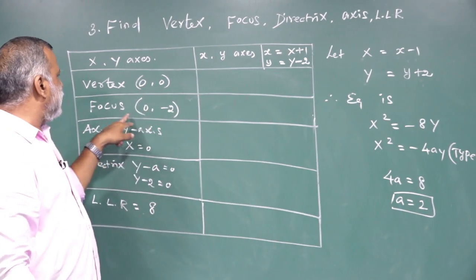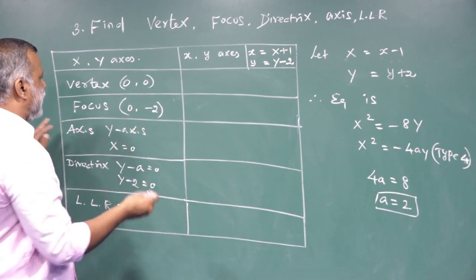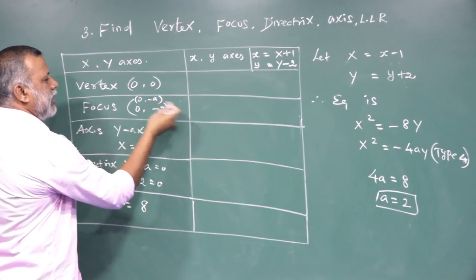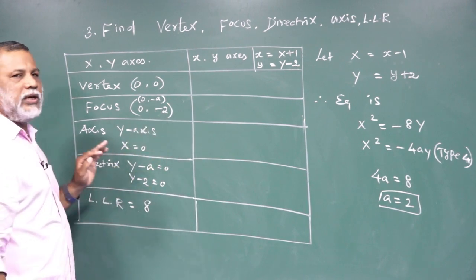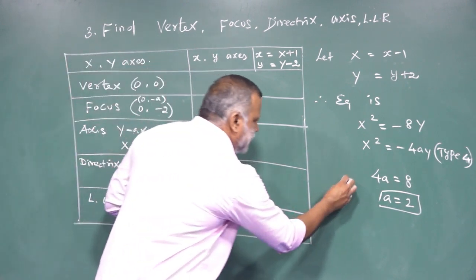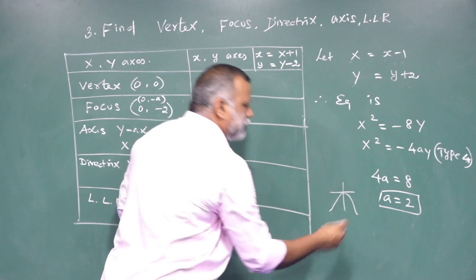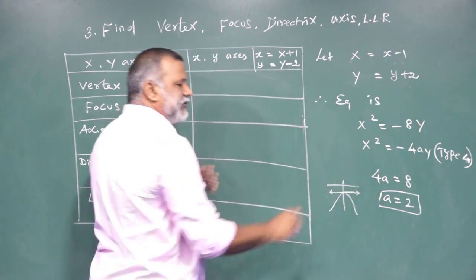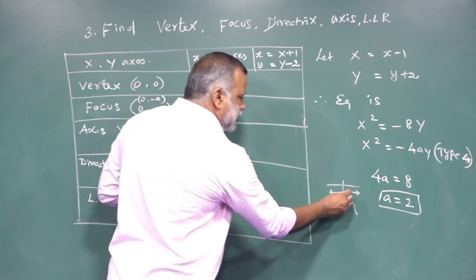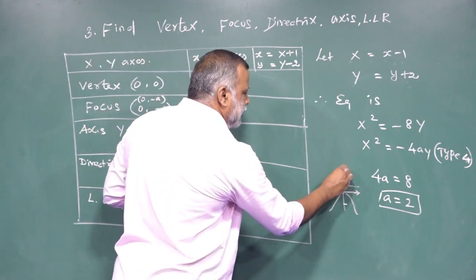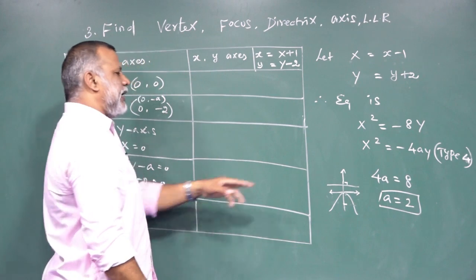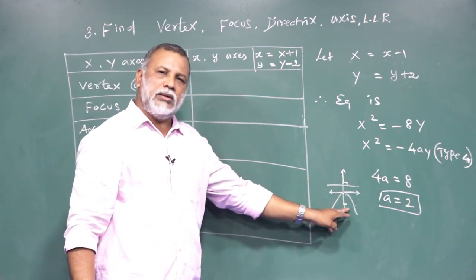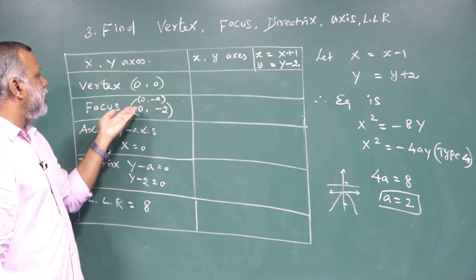For type number 4, the focus is, you can write the formula like this: 0, minus a. A is replaced by 2, so 0, minus 2. So just you can draw like this. This is type number 4. For your reference, you can draw a rough diagram. The focus is here, this is the directrix. So directrix is 0, a, and here 0, minus a. Then substitute.